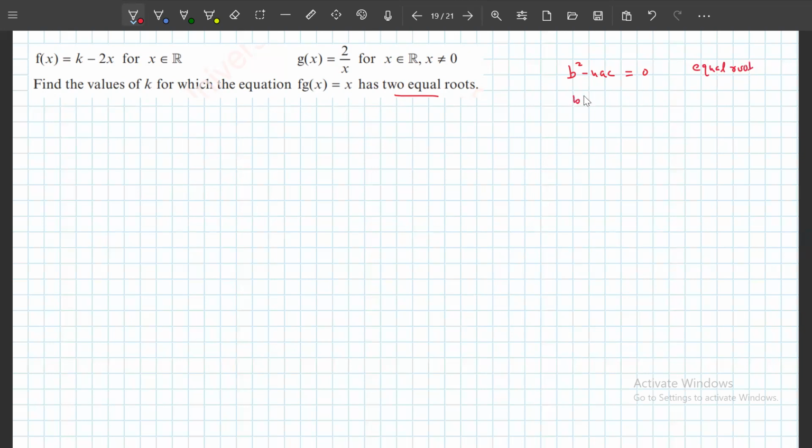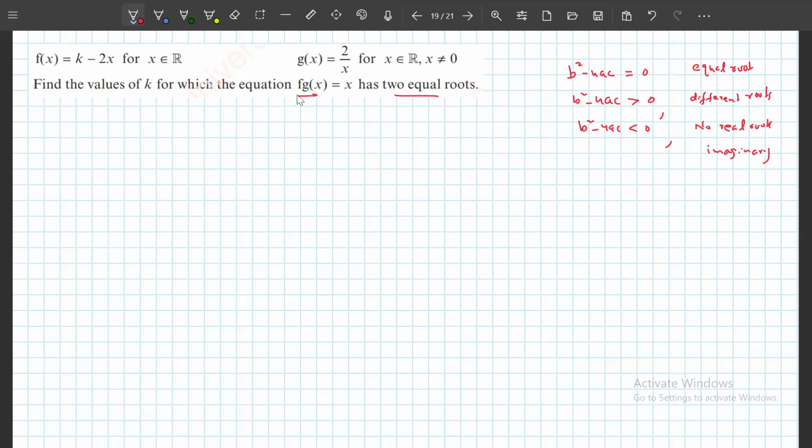And if you have b squared minus 4ac greater than 0, that means we have different or distinct roots. And if you have b squared minus 4ac less than 0, that means we have no real roots, or we can say that the roots are imaginary.